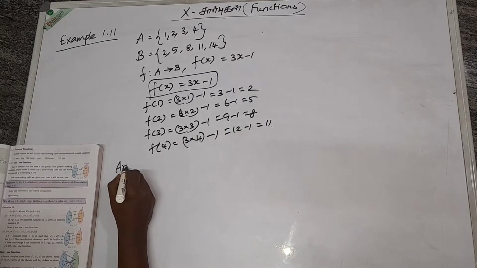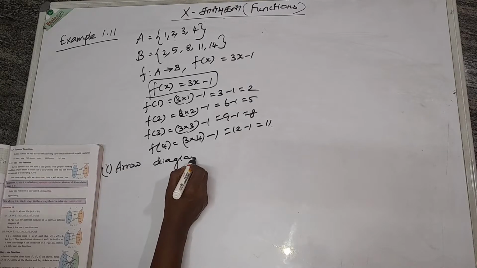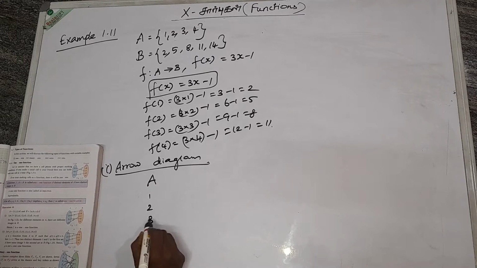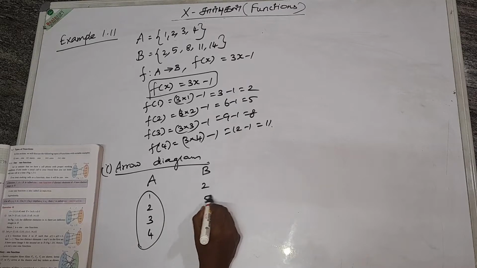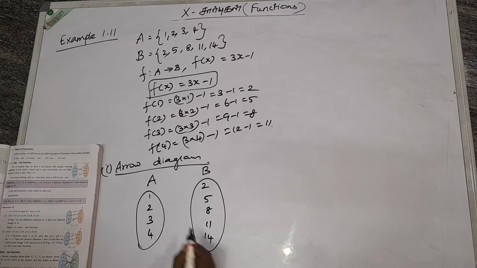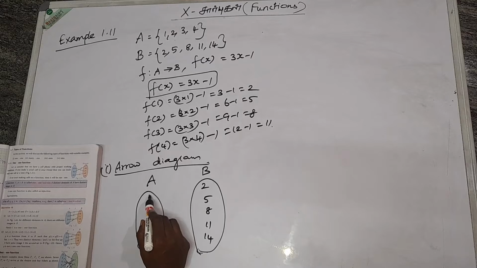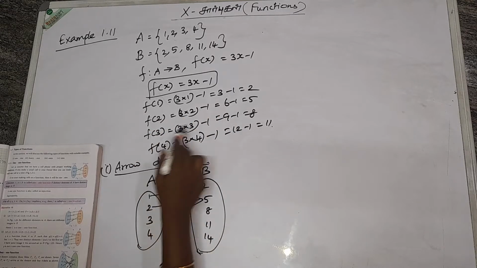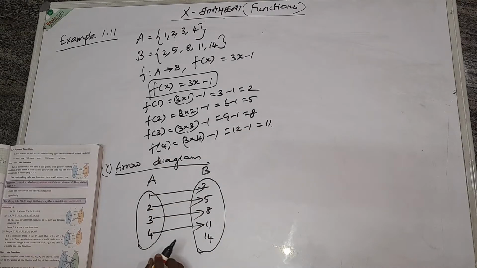So now we have to write the arrow diagram. How do you draw the arrow diagram? See here, for the domain you have to write first 1, 2, 3, 4, and then the codomain B: 2, 5, 8, 11 and 14. Okay, so now we have to draw the arrows. 1 is related to 2. Okay, the image of 1 is 2, the image of 2 is 5, the image of 3 is 8 and the image of 4 is 11. Okay, this is called an arrow diagram.